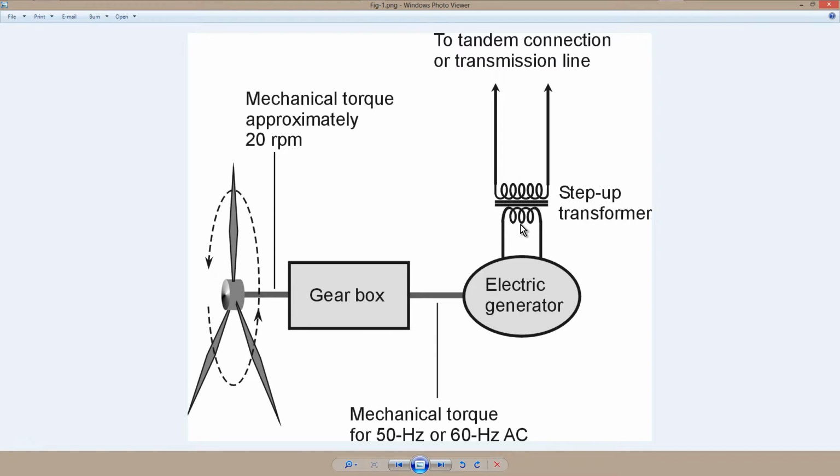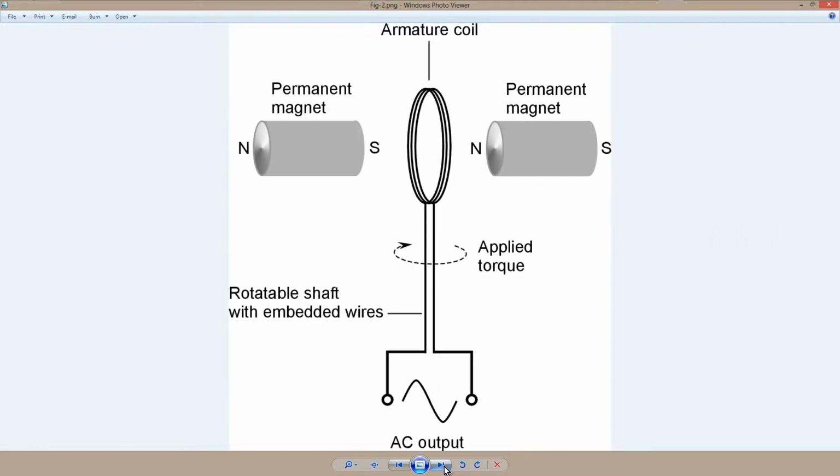Then you have a transformer of some kind or another, and then it links into the transmission line, which goes, well, to wherever the users may be, or to a power station that can combine the wind power with other sources of electricity, because obviously the wind does not always blow.